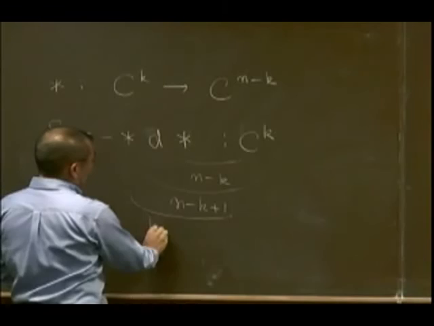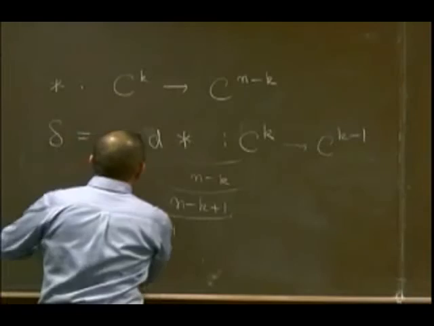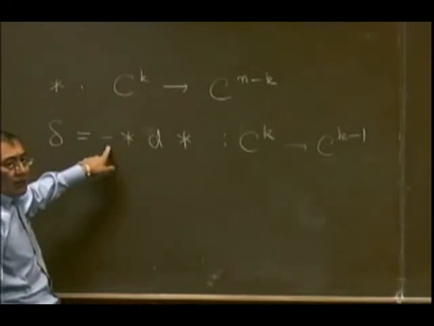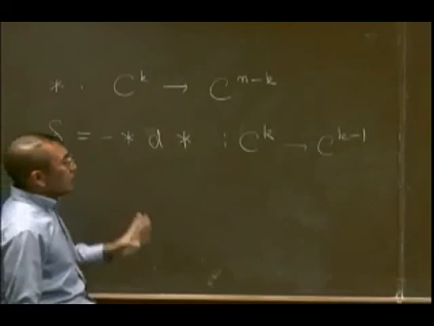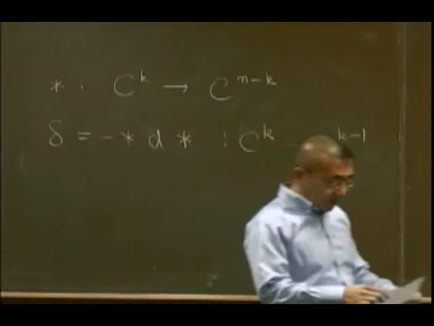So this maps Ck to C of k minus 1. So it reduces the degree. In the lecture that I gave a couple of weeks ago, I defined delta with a rather complicated sign factor. But here I'm already assuming we have a complex manifold. And in the case of a complex manifold, if you go back to check your notes or print out my lecture notes, you will find that it is always minus 1 for an even dimensional manifold.